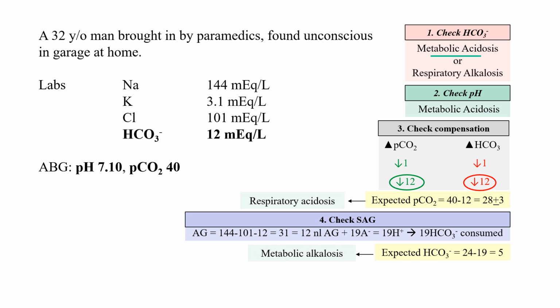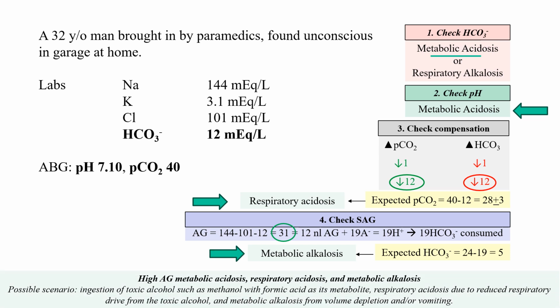Final answer: the patient has a high anion gap metabolic acidosis, respiratory acidosis, and metabolic alkalosis. This is a triple acid-base disorder. A possible scenario is a patient with ingestion of toxic alcohol, such as methanol with formic acid as its metabolite, respiratory acidosis due to reduced respiratory drive from the toxic alcohol, and metabolic alkalosis from volume depletion with or without vomiting.